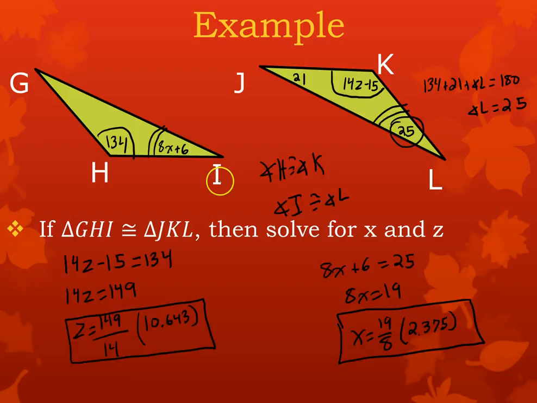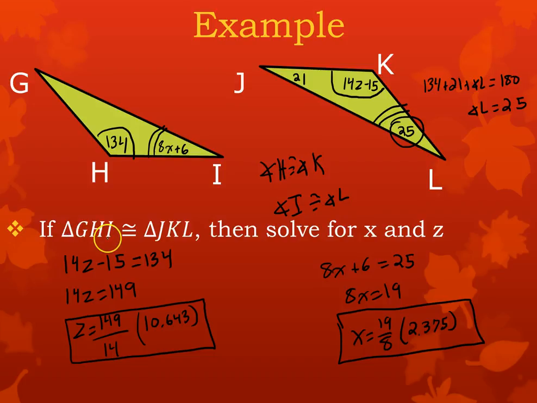Alright, so this is what you should have done to solve for z and x. We'll start with z first, because that one's relatively easy. Z is angle K, and since it's the middle letter, it matches with angle H, which is 134. So we would say 14z minus 15 equals 134. We add 15 to both sides. That's 14z equals 149. Then we divide by 14, which you can either leave as the fraction 149 over 14, or the decimal is 10.643. There's z.